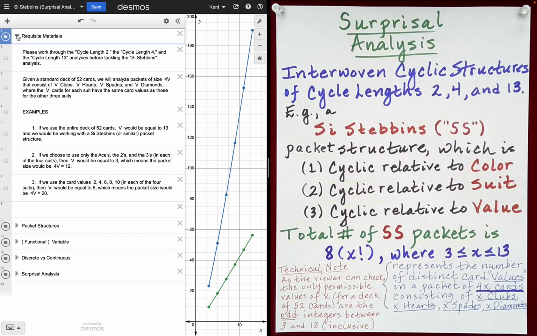Examples. 1. If we use the entire deck of 52 cards, V would be equal to 13, and we would be working with a Si Stebbins or similar packet structure. 2. If we choose to use only the aces, the 2s, and the 3s in each of the 4 suits, then V would be equal to 3, which means the packet size would be 4 times V, which is equal to 12.